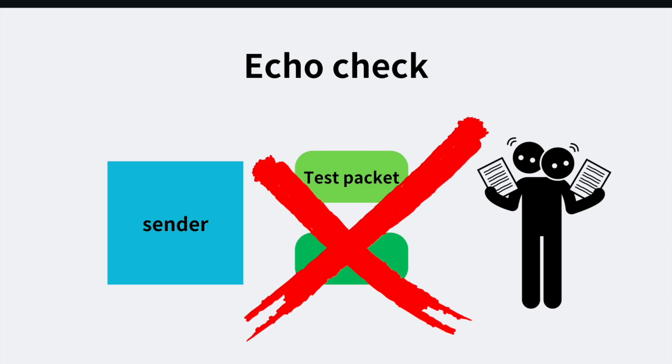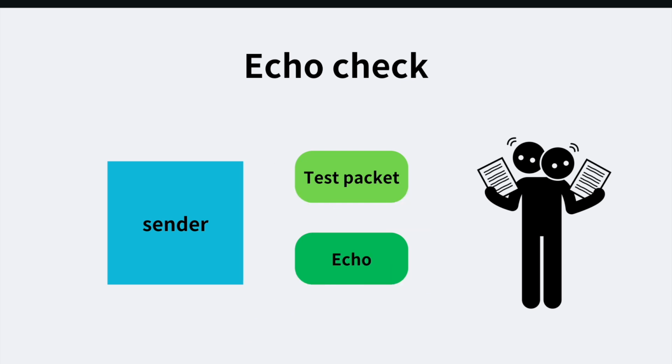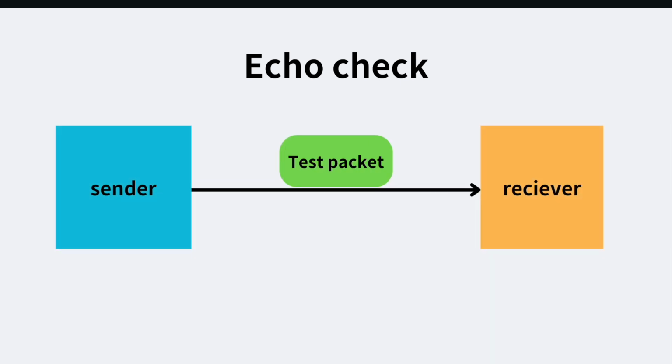However, if the 2 are different, then the sender will send the test packet again until the echo matches the original test packet.